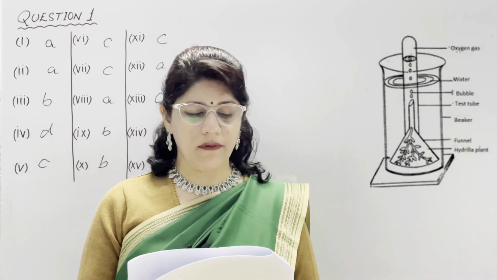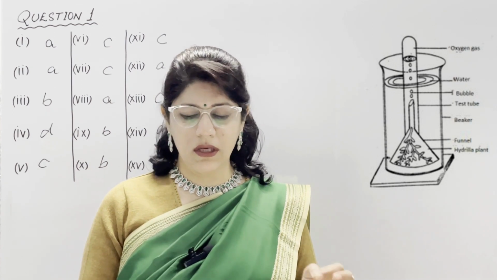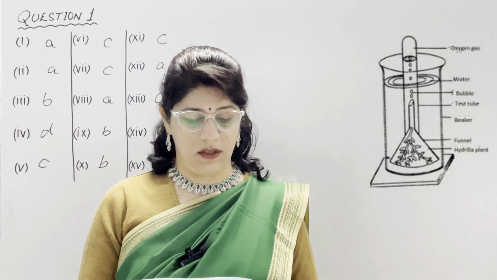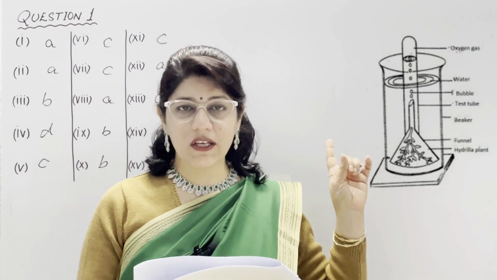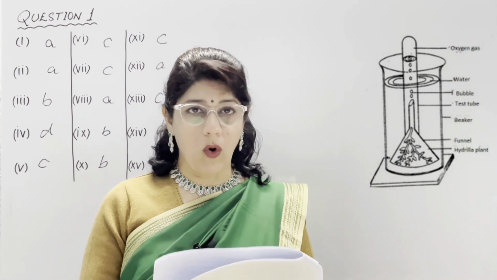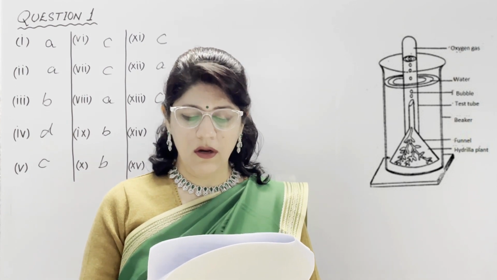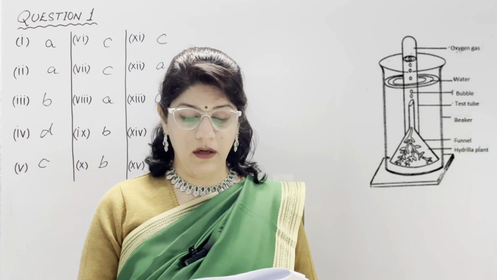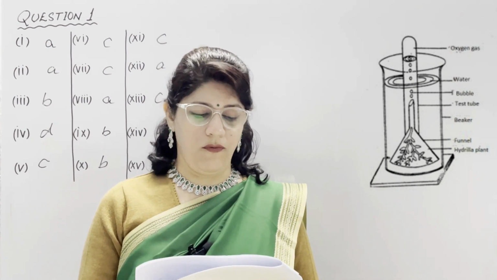In part number 5, draw a neat diagram of an experiment showing that oxygen is given out during photosynthesis. So, this is the diagram, and labeling is a must. You need to label all the parts. Plant is hydrilla plant we have used here, then funnel, then beaker, test tube, bubbles you need to show there, and the level of water.